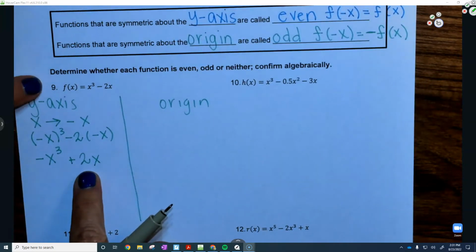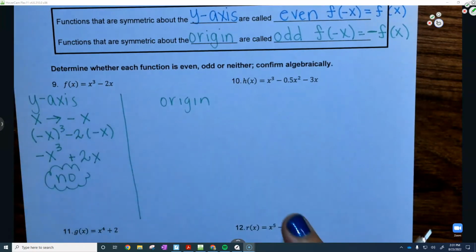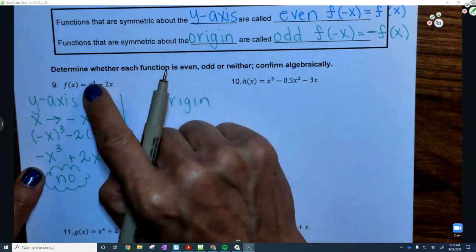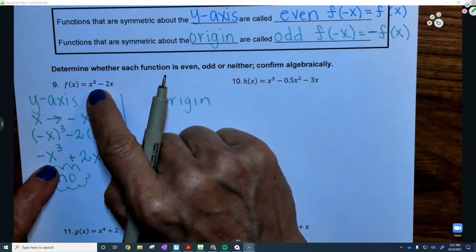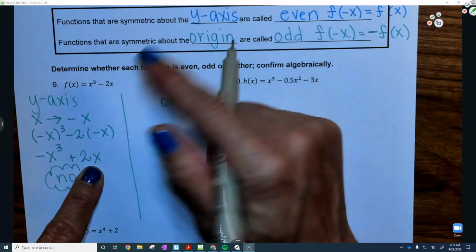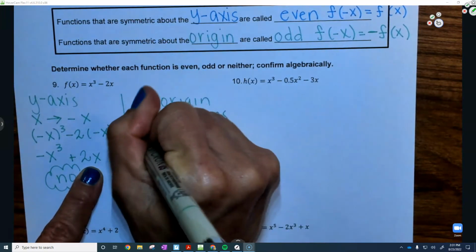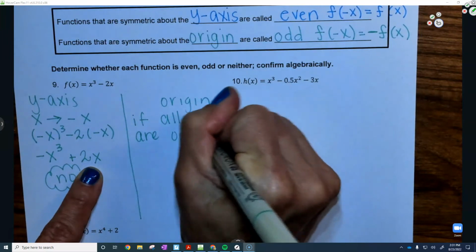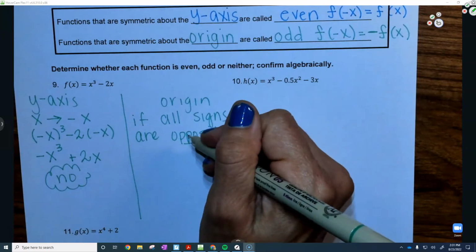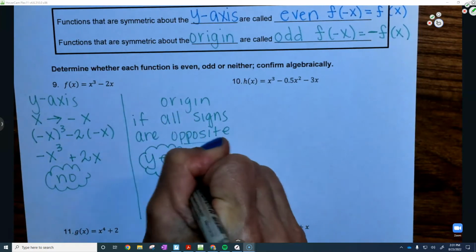Does this match what we started with? No. Is it completely opposite? Are the signs opposite? This was positive. Is it negative now? Yeah. This was negative. Is it positive now? Yes. If all signs are opposite, what else starts with the letter O? The origin. Then it is symmetrical about the origin.